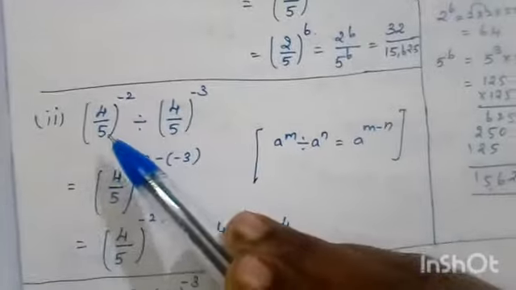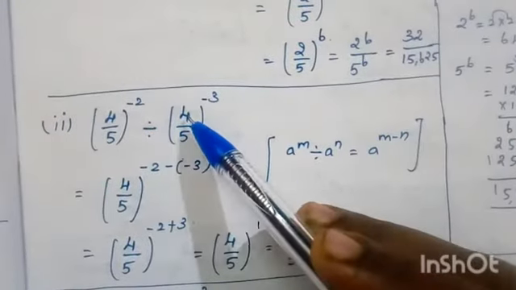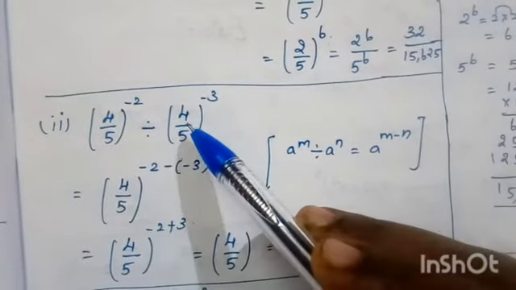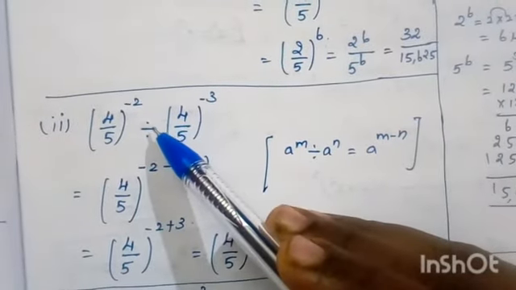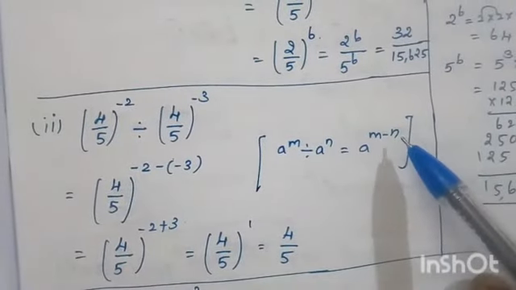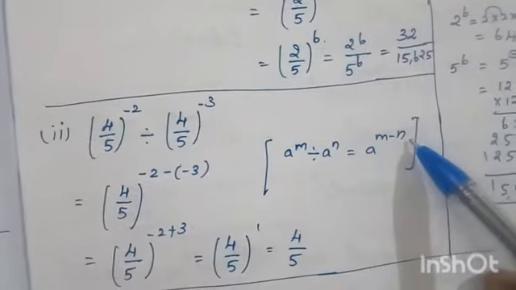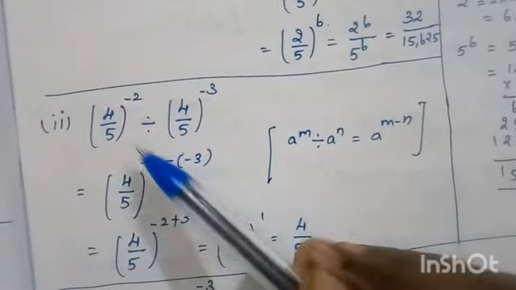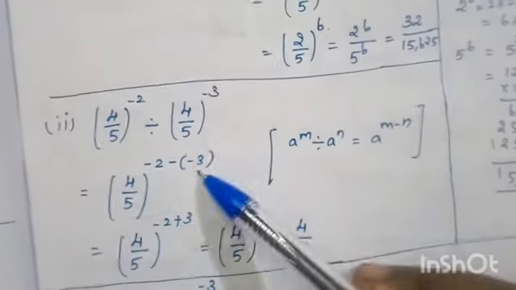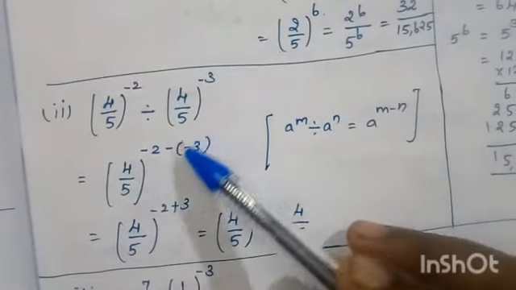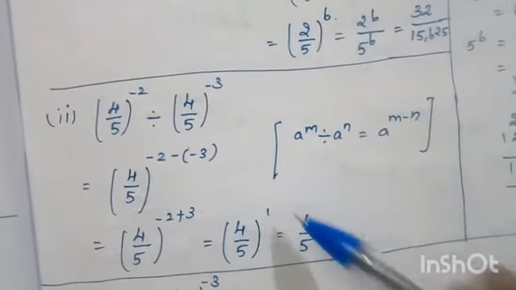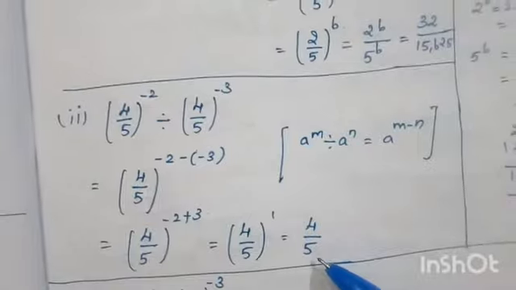Next, second problem, (4/5)^-2 divided by (4/5)^-3. Here the base is the same and it is in division, so we have to subtract the powers. That is a^m divided by a^n equals a^(m-n). So that is (4/5) whole power -2, minus into minus 3, that is -2 plus 3. So that is (4/5)^1, which is equal to 4/5.